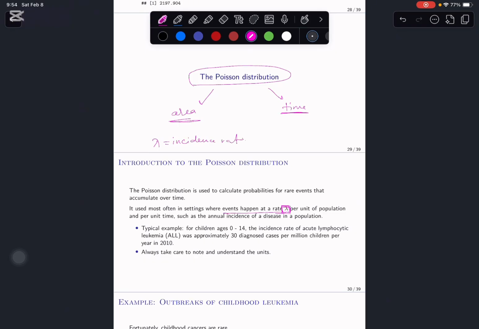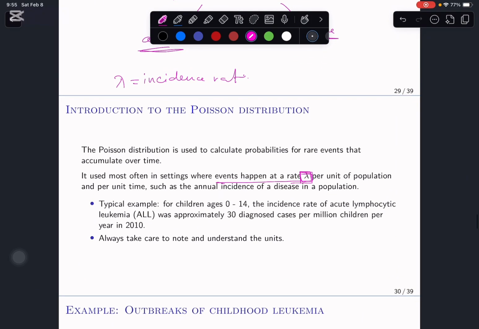Alright. So now imagine there's a disease, okay, leukemia, which is basically blood cancer. So acute lymphocytic leukemia, which is denoted as ALL, which is basically blood cancer for kids, which happens to children ages between 0 and 14, was approximately 30 diagnosed cases per million children per year in 2010.